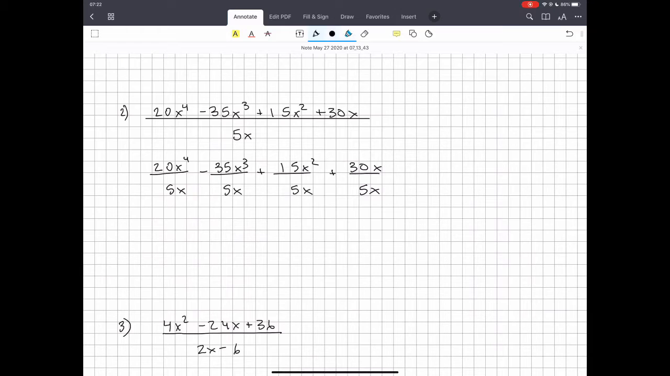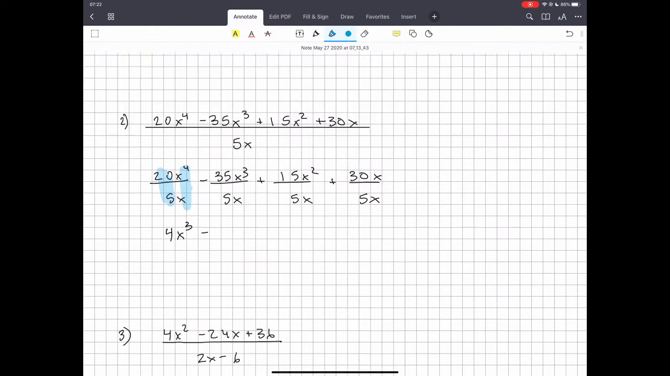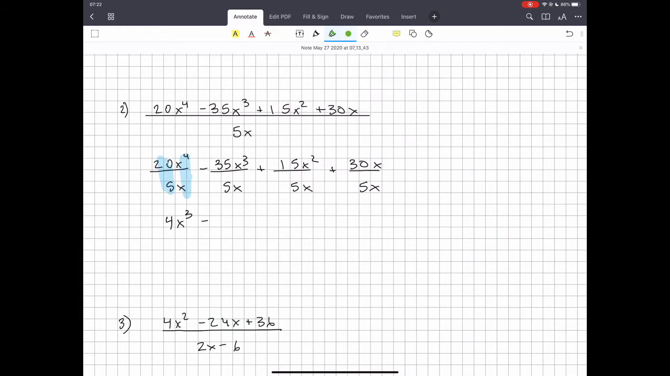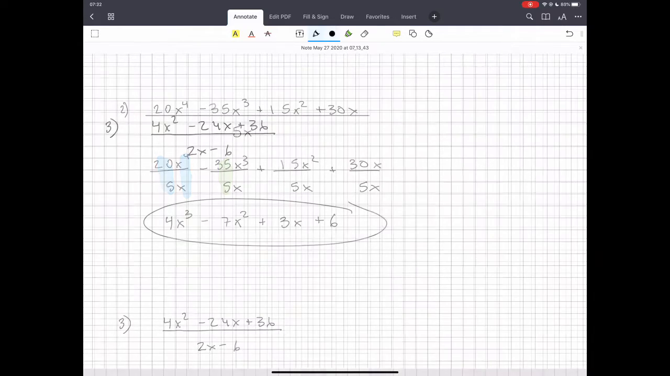And now that I've done that, I can divide the common factors in each. 20 divided by 5 is 4. X to the fourth divided by x is x cubed. And we'll go down the line here. 35 divided by 5 is 7. X to the third divided by x is x squared. Then we'll have 3x, and then we'll have 6. And that is our final answer.